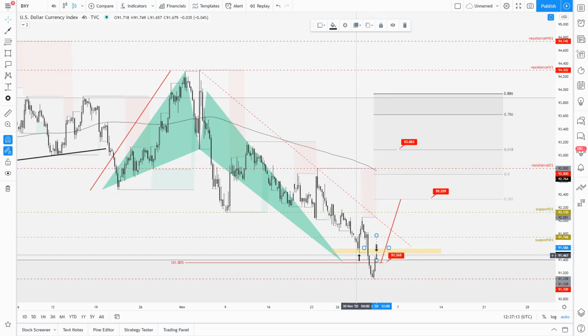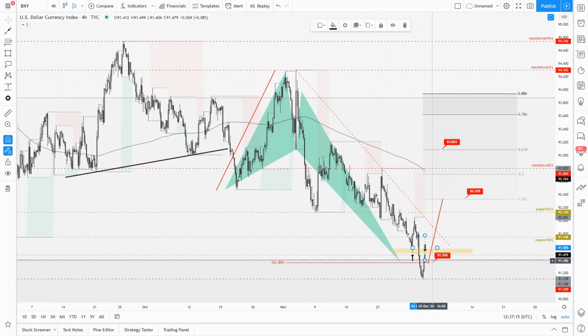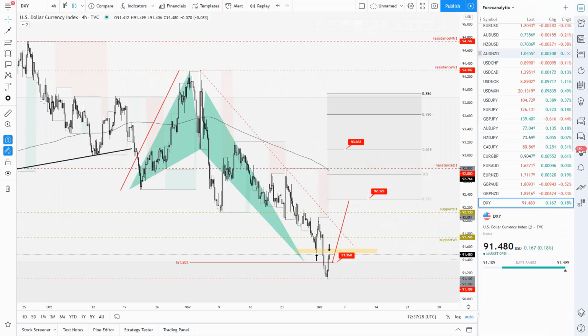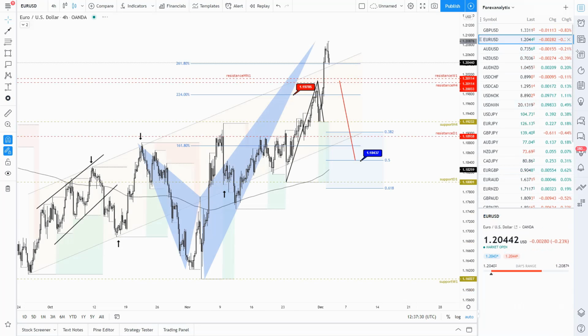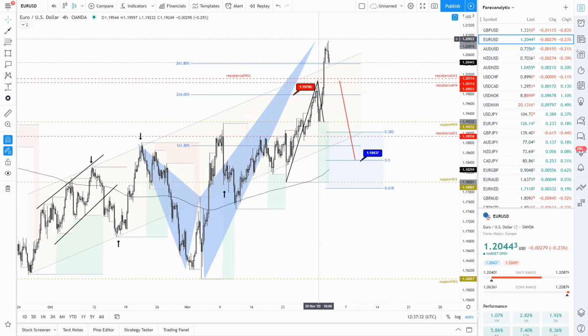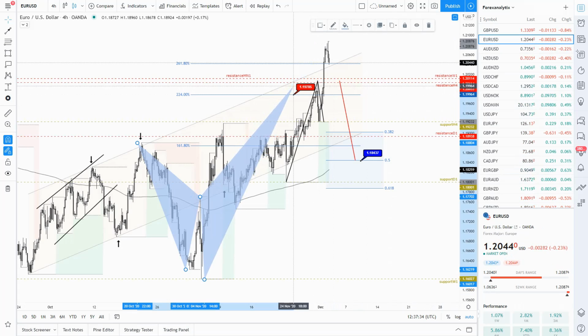So let's see how the price will react from here, but the expectation is to see the DXY trying to push or to try to retest these previous structure support levels. That should be synced with downside momentum for euro versus dollar.